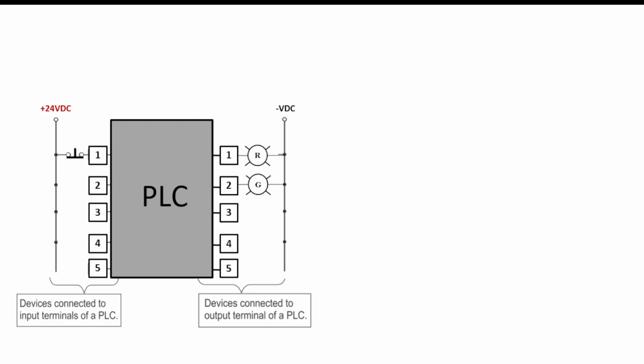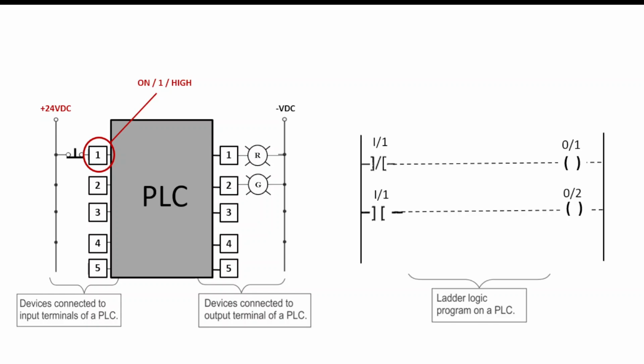All right, so let's go through a full example of how this would function. We've got a PLC with one normally closed push button connected into discrete input 1. And then we have two different discrete outputs, a red and a green light. Now what we're going to do is show that the input signal on the push button is on or 1 or high, and then we're going to take a look at the program.